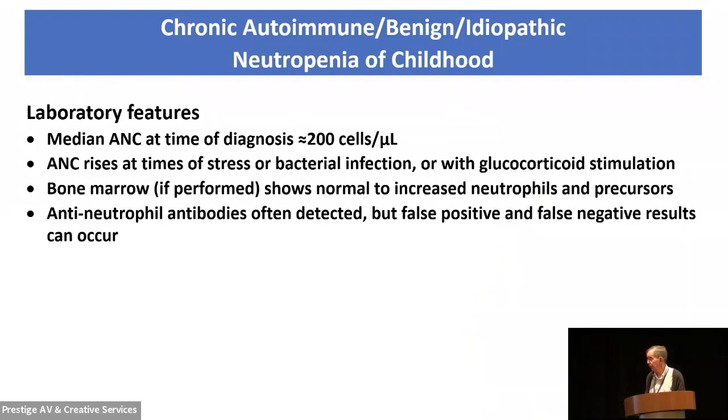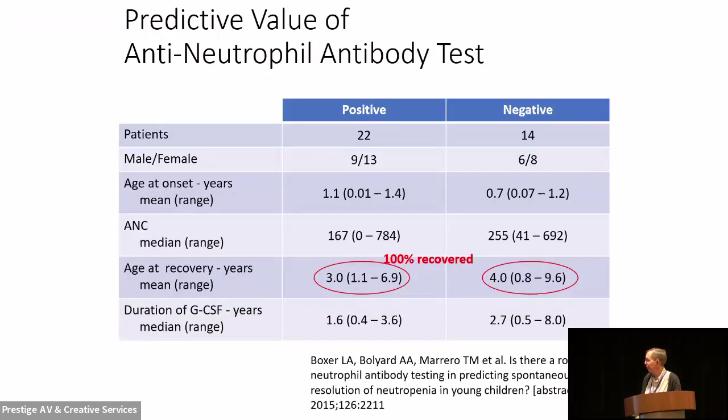So these kids have scary low neutrophil counts, but the neutrophil count can rise at the time of stress or infection, and that's why the number of serious infections is very low. Bone marrow, which we don't usually perform, if it is done, shows lots of precursors and mature neutrophils. And the anti-neutrophil antibodies are often detected, but can have false positive and false negative results.